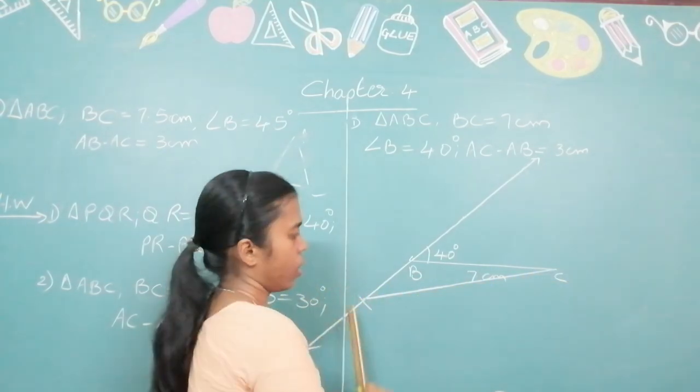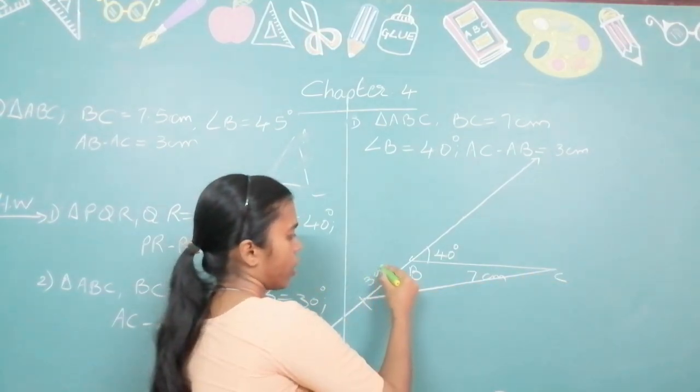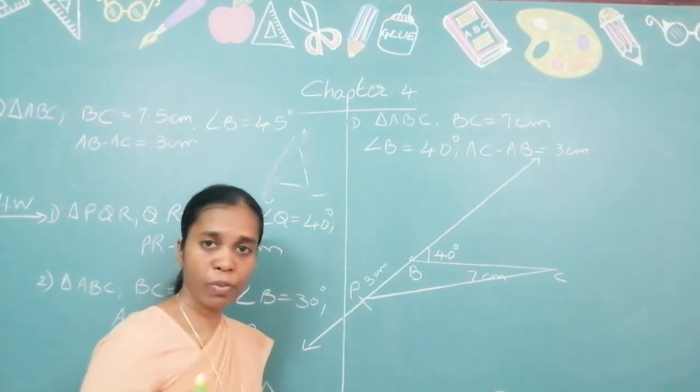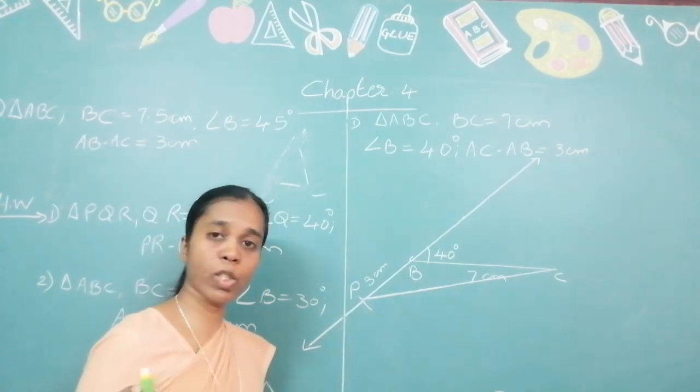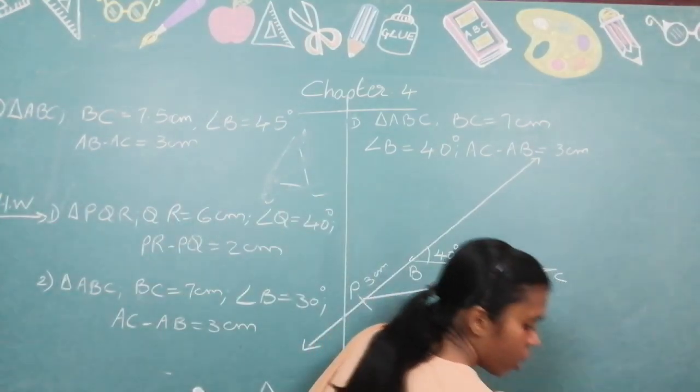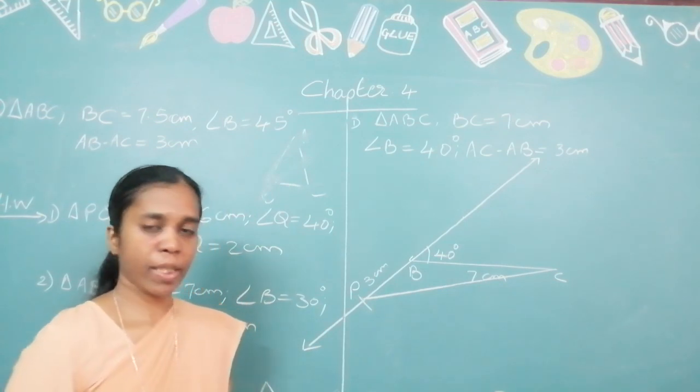Can you see this? This was 3 centimeter now. Okay, mark this as your P. This is not the vertex of the triangle. So mark this as P. Now this is straight, same like the other ones.